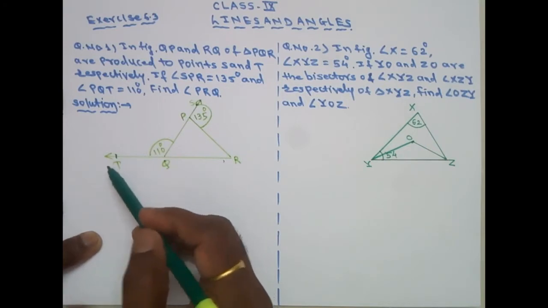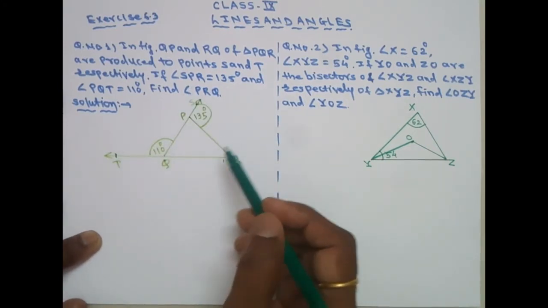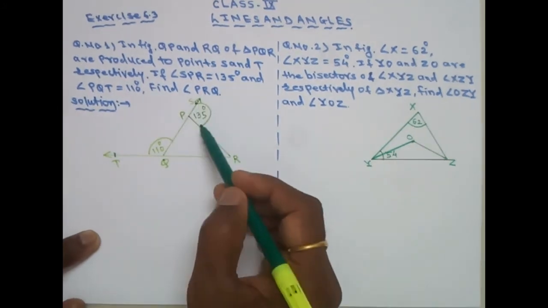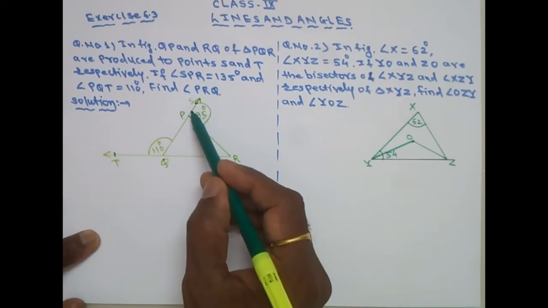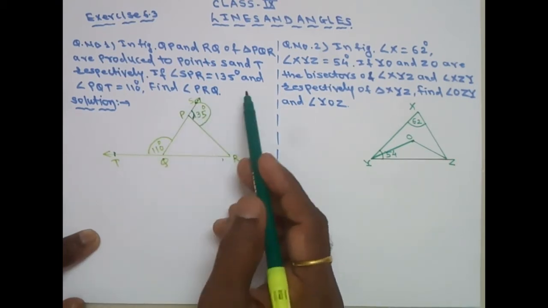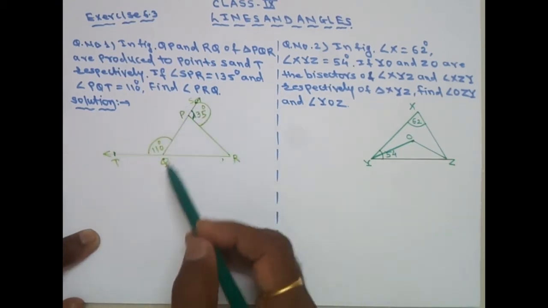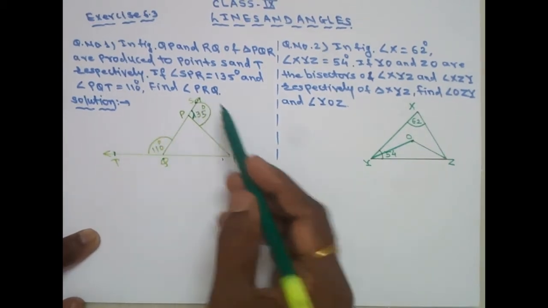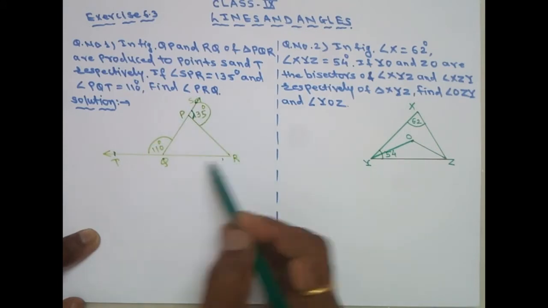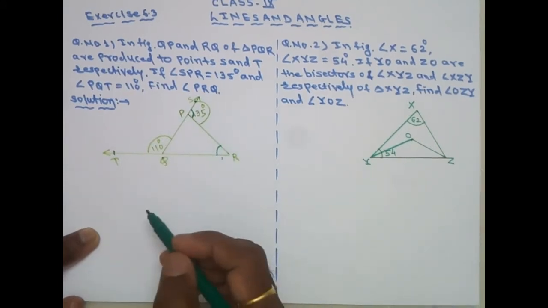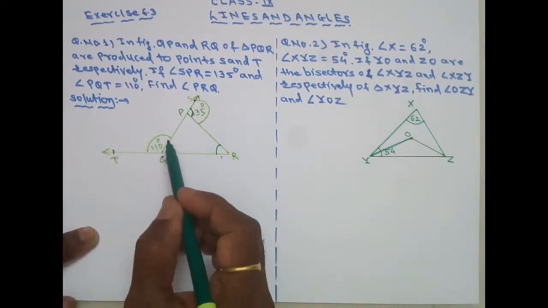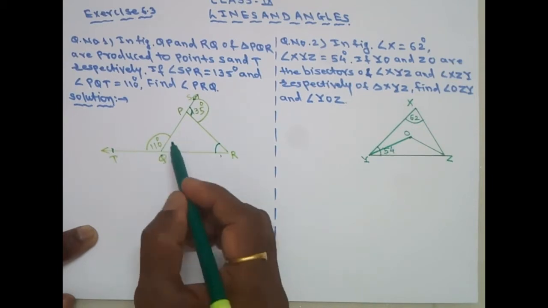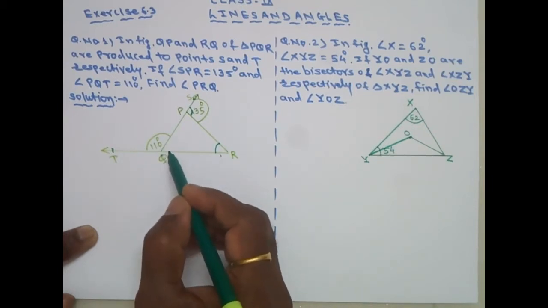So if angle SPR, where is SPR? It is SPR. This angle is of 135 degree. And angle PQT is of 110 degree. You have to find angle PRQ, this angle. Now see students, here this is 110 and these two angles are linear pair of angles. Therefore, easily we can find out this angle. It will be of 70 degree, right?